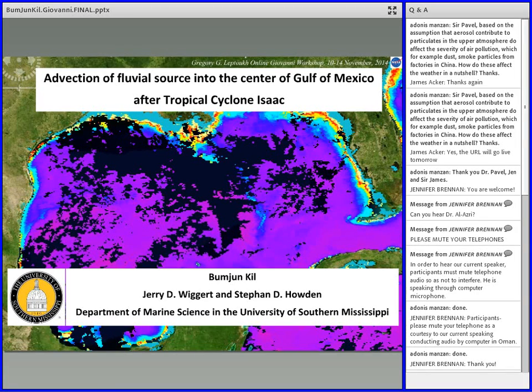This topic deals with the elevated optical signature in the open Gulf of Mexico, seen in this image after tropical cyclone Isaac. As you can see in this image, it seems like this significant optical tail is driven by tropical cyclone Isaac, but in this presentation I will show you that the origination of this optical tail is from the coastal advection.